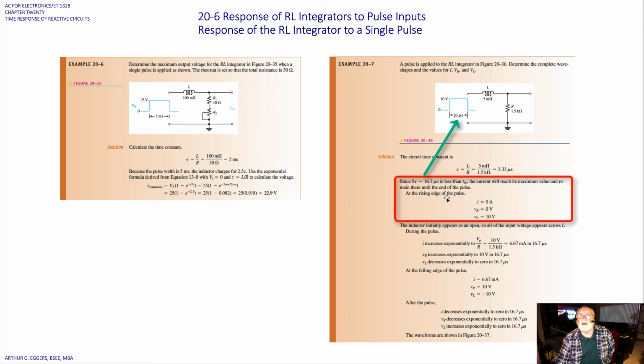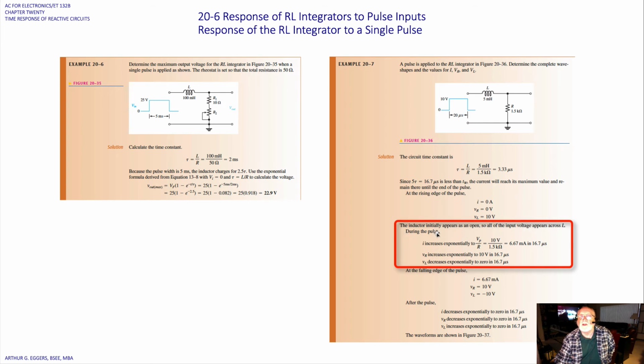At the rising edge of the pulse, the current is 0. The voltage across the resistor then is 0, and the voltage across the inductor is 10 volts. The inductor initially appears as an open, so all of the input voltage appears across the inductor. During the pulse then, the current increases exponentially to V peak over R, which gives us 6.67 milliamps in 16.7 microseconds.